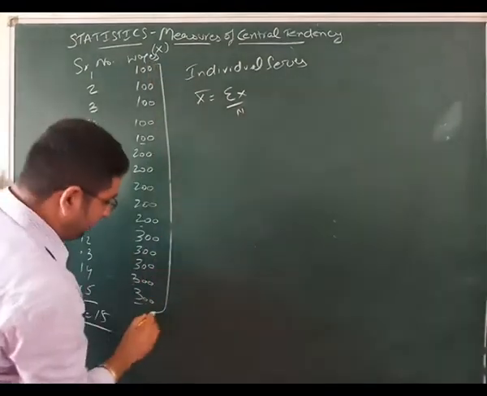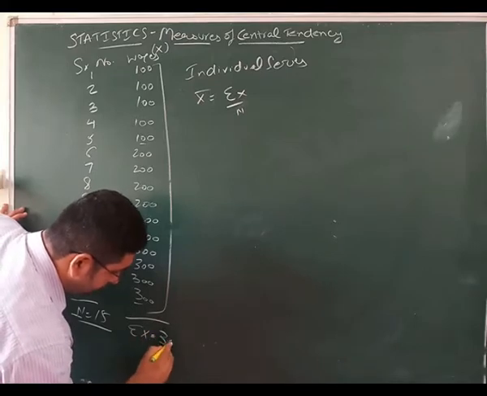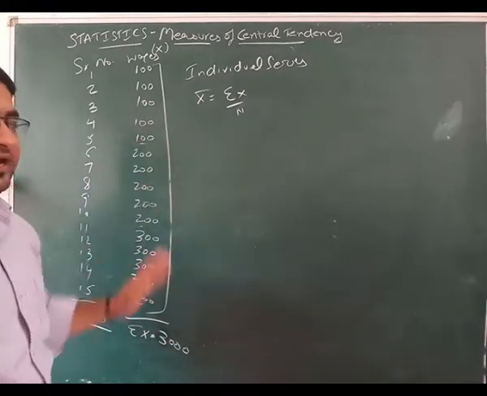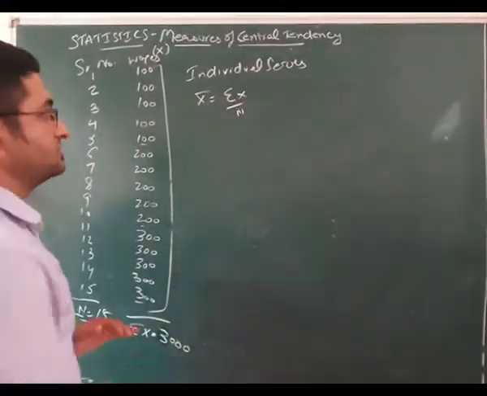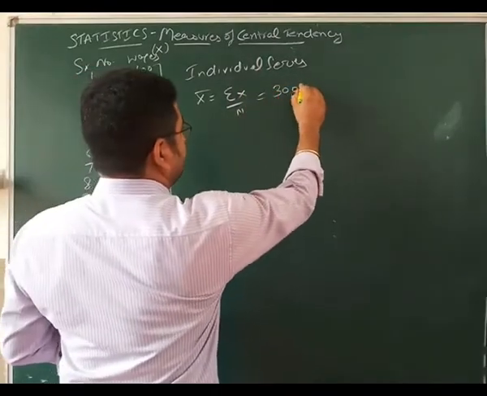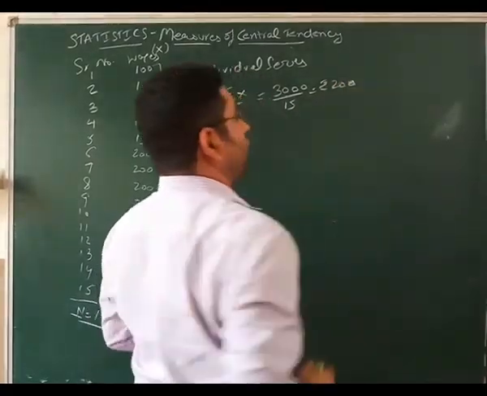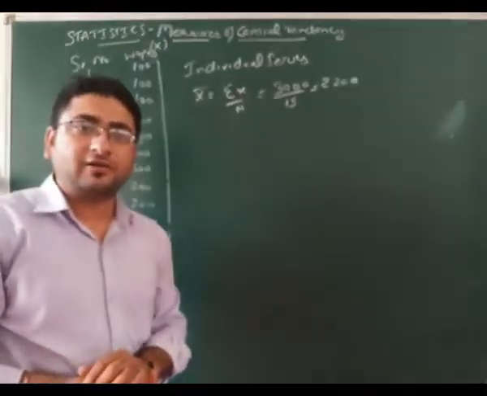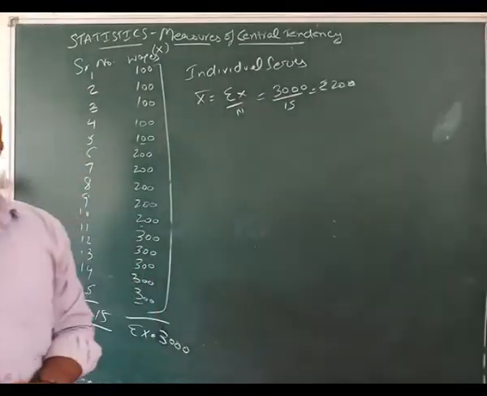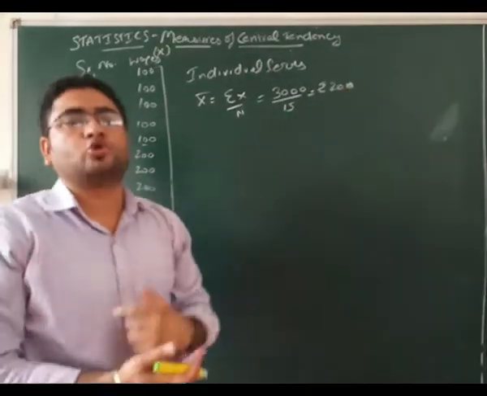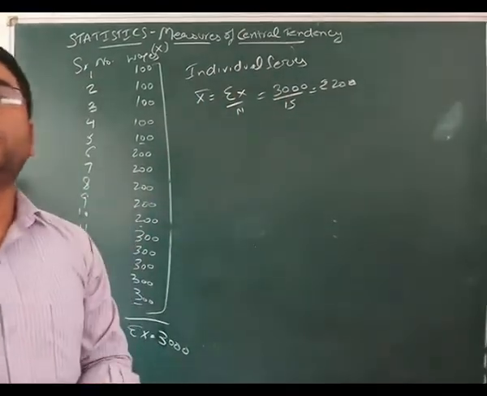We will total all these and find out summation x, and this will come out to be 3000 rupees. It means in totality I am spending 3000 rupees as salary to my workers. So the answer would be 3000 upon 15 workers. It means 200. So on an average basis a worker costs me 200 rupees. Is it clear that the average expense per worker is 200 rupees, even though actually he is earning 100 or 300? My arithmetic average is 200.